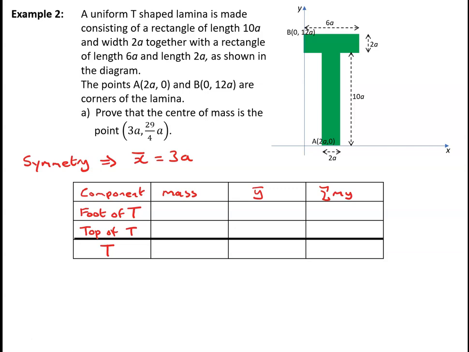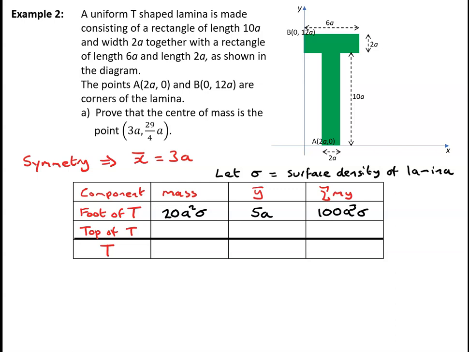The bottom part of the T-shape has got an area of 20a squared, so its mass is going to be 20a squared times sigma, where sigma is the surface density of the lamina. The centre of mass of this bottom part is going to have a y-coordinate of 5a, so the sum of the my's for the bottom component is going to be 100a cubed sigma.